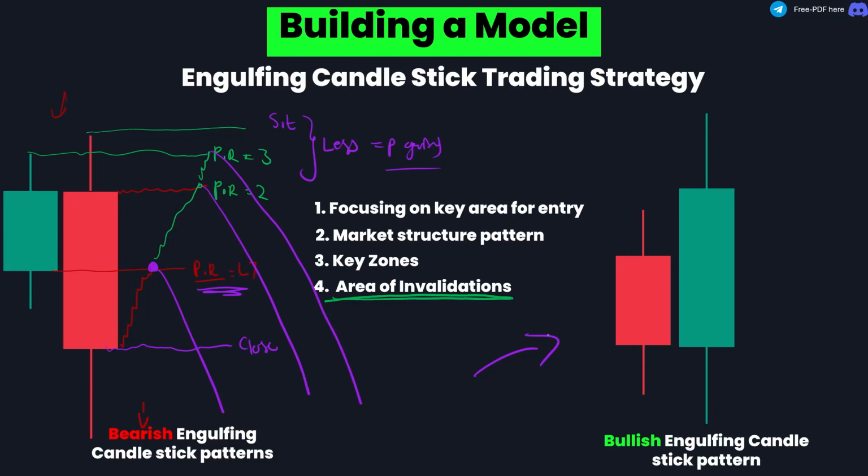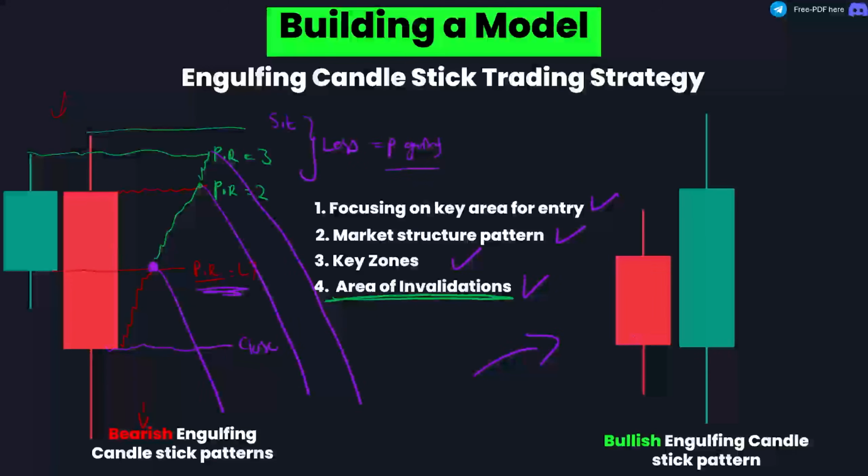If you are building a trading strategy, you have to focus on the key areas: the market structure patterns, key zones, and an area of invalidation. An area of invalidation means that you don't want to see price moving above or below your invalidation level, because it will invalidate that trade setup. If price crosses that invalidation level, that means your trade setup has been invalidated. That means you have to move on to another pair and find something else.